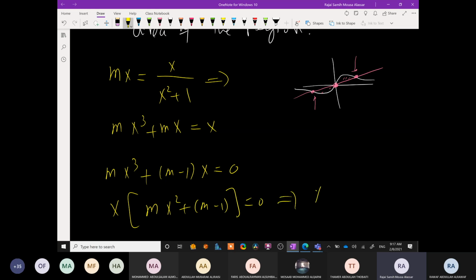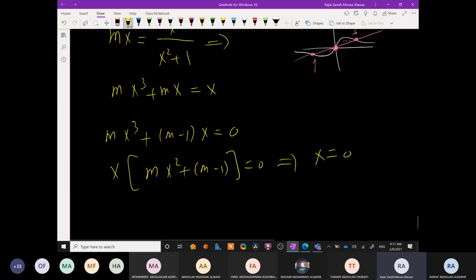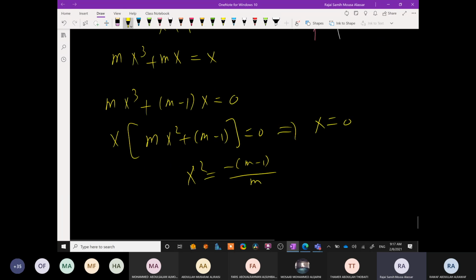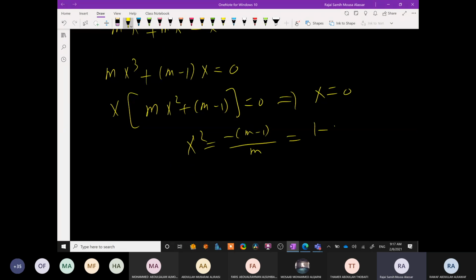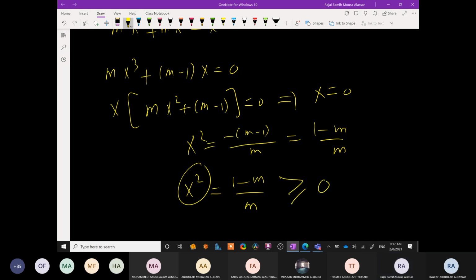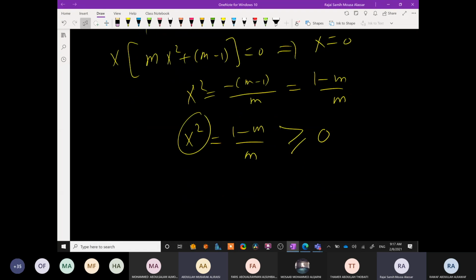So what are the intersections? x equals 0 or x squared is equal to, on the other side, minus (m minus 1) divided by m. Or in other words, (1 minus m) divided by m. So x squared is equal to (1 minus m) over m. And since this is x squared, this has to be greater than or equal to 0.